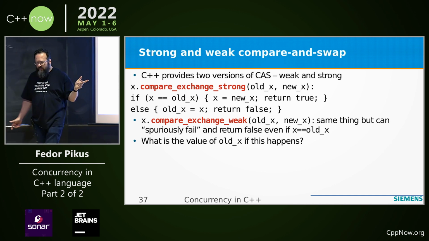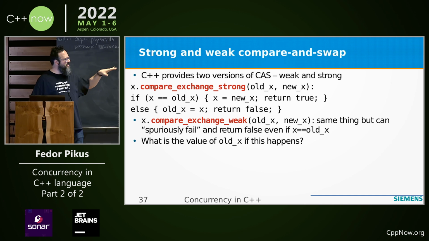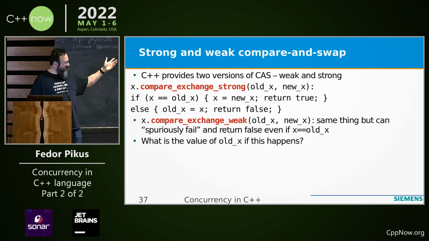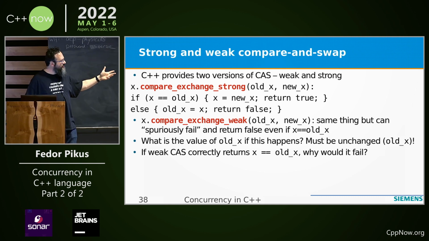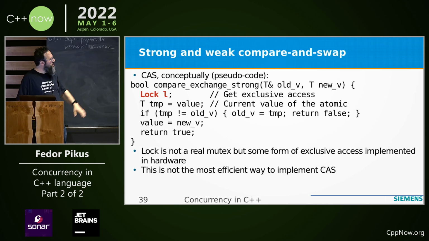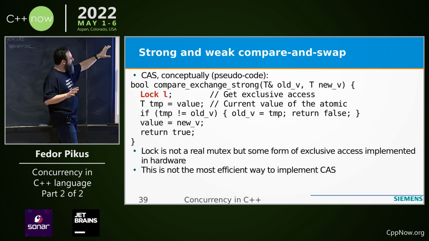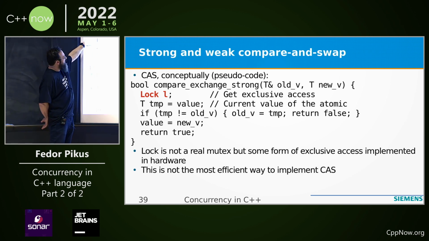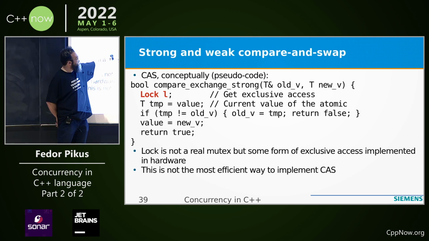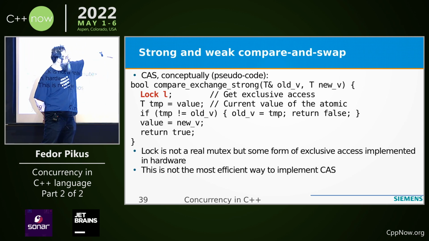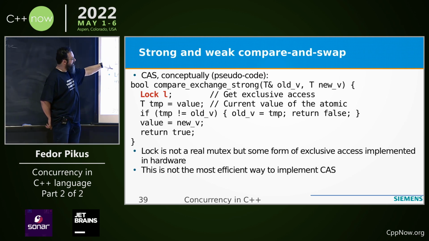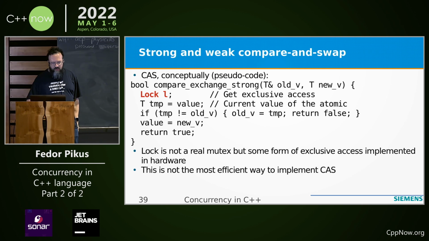So why would you do that? By the way, on x86, they're exactly the same, which means the weak one never actually fails. So if you guessed correctly, why would you fail? Well, this is what compare and swap does, kind of, in pseudocode. You lock the cache line, you read the value, you compare what you read from memory with your guess, the old value. If you guessed wrong, you update the parameter and you return false. If you guess right, you update the value and return true. The lock there is that hardware lock on the cache line.